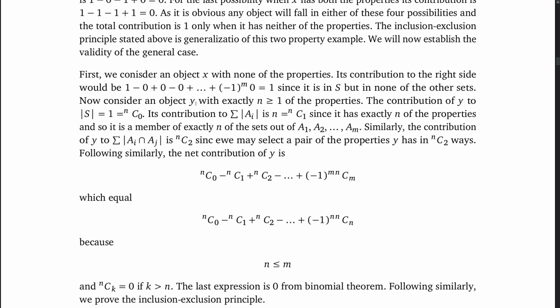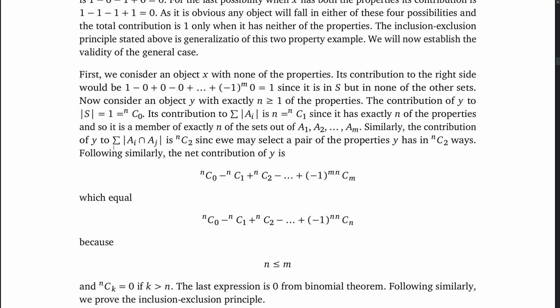Now consider an object Y which has exactly n greater than 1 of the properties. The contribution of Y to the size of S is equal to 1, that is nC0. Its contribution to the summation of size of Ai is n, that is nC1, since it has exactly n of the properties, and so it is a member of exactly n of the sets out of A1, A2, through An.